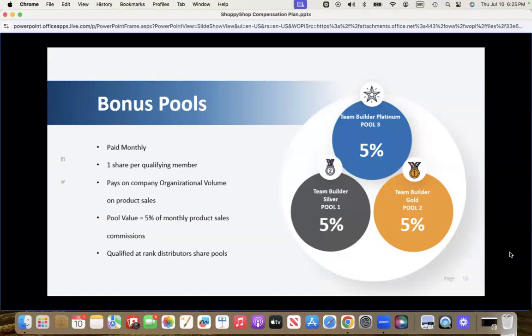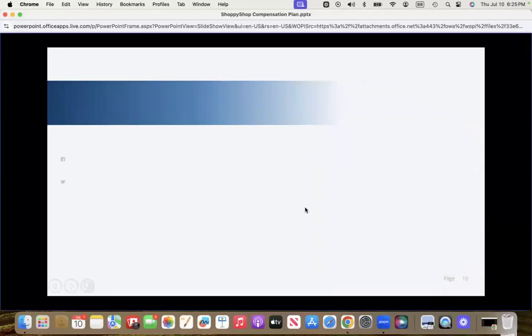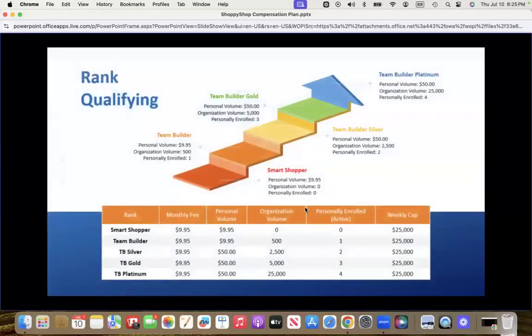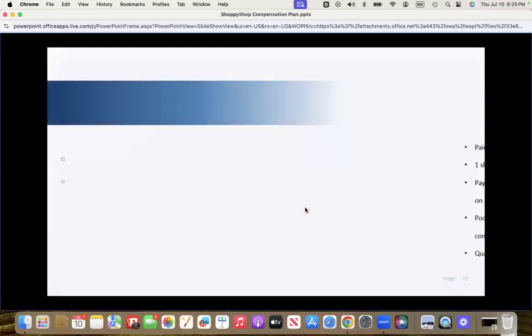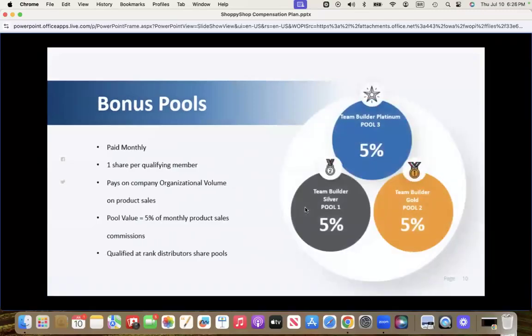Okay. Trish, can you go back one slide? Let's look at the team builder silver level. This means that to hit the first bonus pool, you need an active $9.95 a month membership. You need a total of $50 in volume, which means yourself or people below you, and you're going to need an organizational volume of 2,500. If you do that, which is very doable in my opinion, you're now going to take one share of the global bonus for silvers.